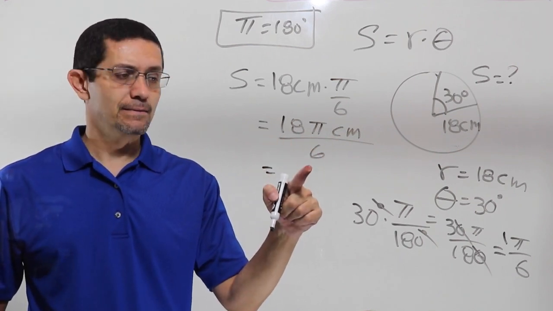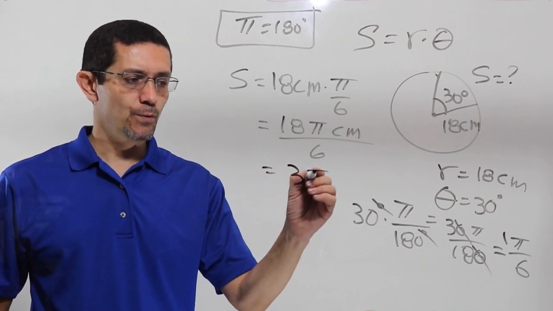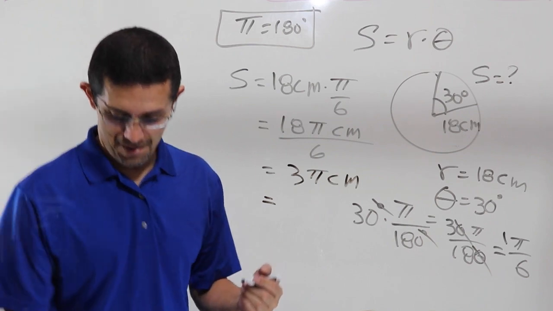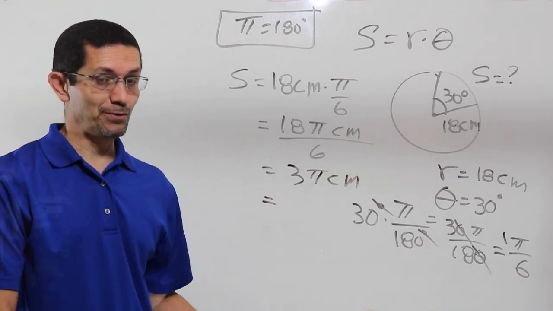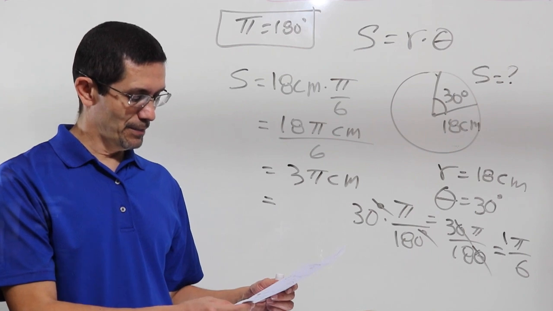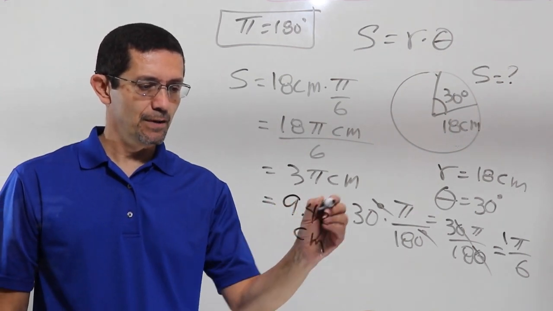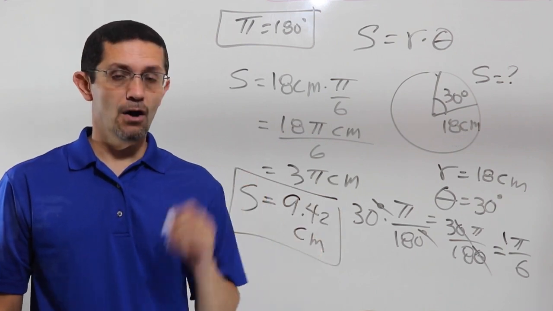18 and 6. 18 divided by 6 is 3 pi centimeters. And if I want to have a final answer, let's take our calculator, which is going to give me 9.42 centimeters. And that's going to be my arc length.